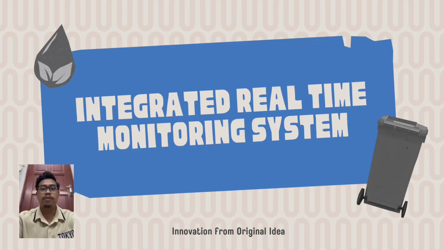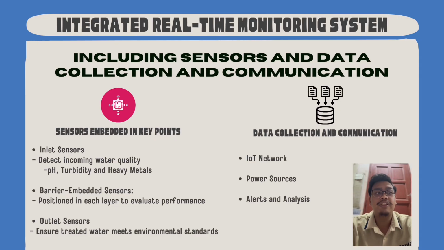So our second innovative solution is the integrated real-time monitoring system. To complement the physical filtration process, we have integrated a real-time monitoring system powered by IoT technology. This system ensures the barrier operates at peak efficiency at all times. This system also includes inlet sensors to detect water quality parameters such as pH, turbidity, and heavy metal content as water enters the barrier. Also, we have embedded sensors in each layer to monitor performance and to detect and predict potential inefficiency. Also, we have outlet sensors to confirm that treated water leaving the barrier meets strict environmental standards.